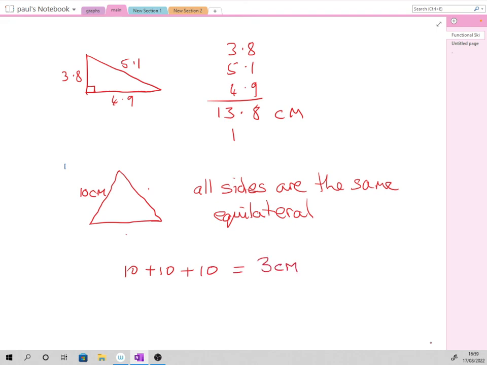So you didn't have to work anything out. There's no nasty things. It's an equilateral. Oh, they're all the same. So the missing sides must be 10 as well.